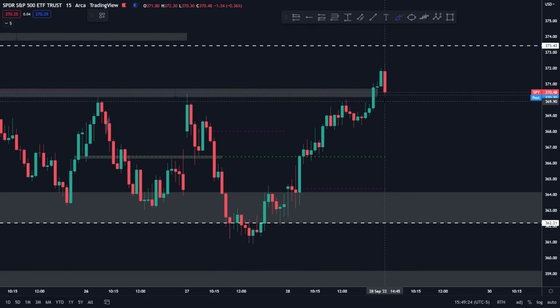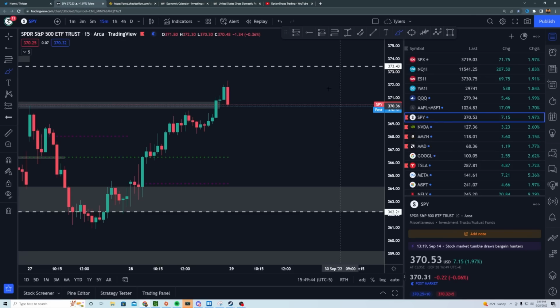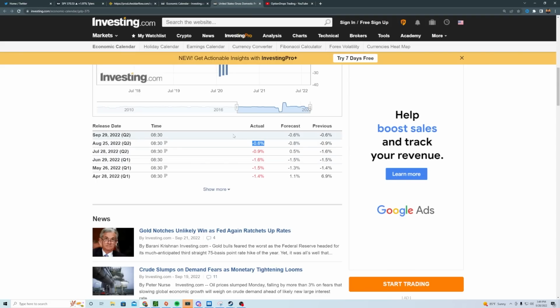I'm still looking to get a rejection all the way back down to at least 364, maybe even 363. That's my overall target here of what I'll be looking for over the next day or two, give or take. But if GDP goes absolutely terrible, I anticipate new lows to be established almost instantly. That's my personal opinion and how I'm looking at the market. So tomorrow, the biggest thing coming out as the market opens is to pay attention to GDP.